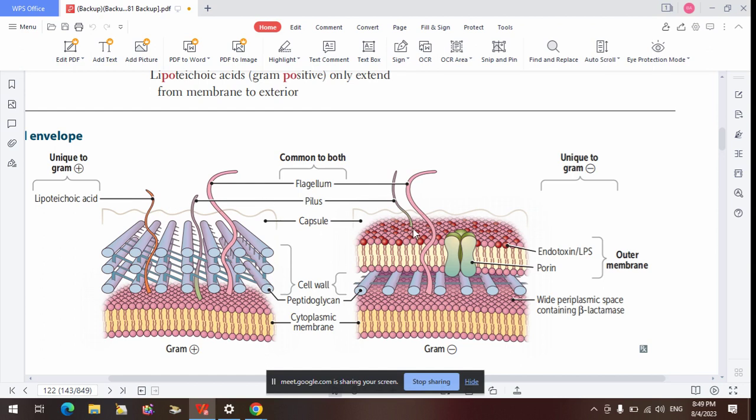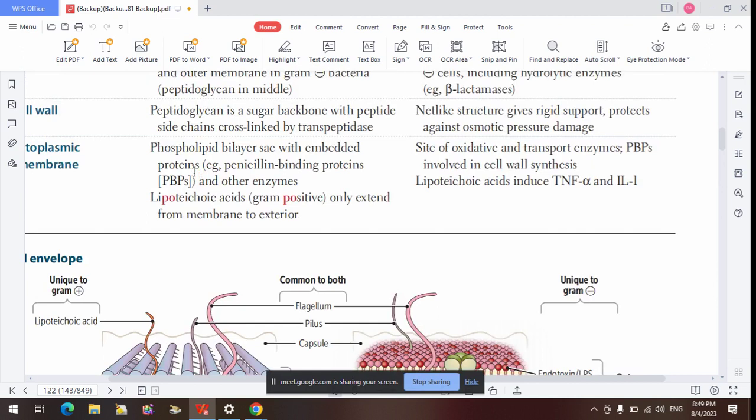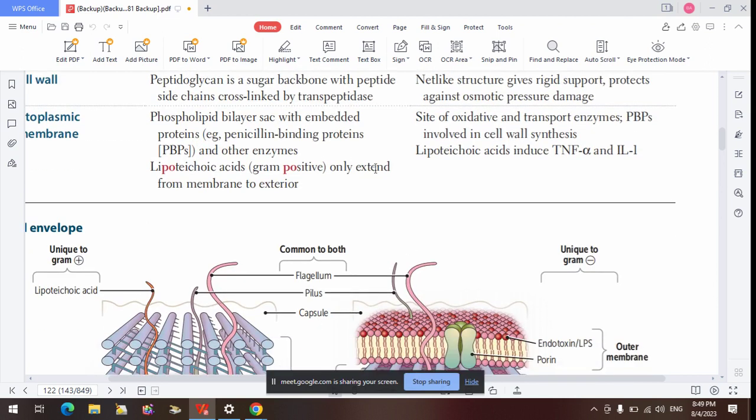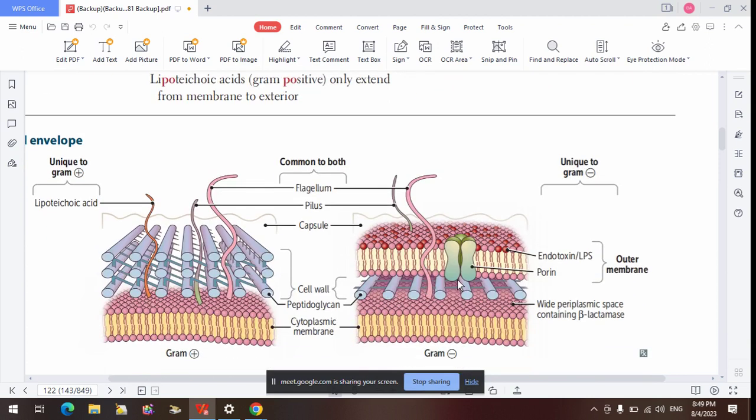Another thing I have to mention before I go on is the fact that embedded within it, we have penicillin binding proteins. So what did I say is the function of penicillin binding protein? Anybody? The transpeptidase that cross-links the glycans to the peptides. The peptide side chains.